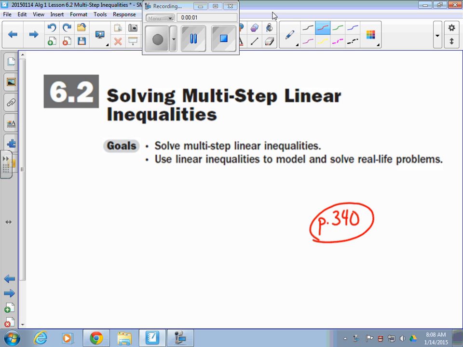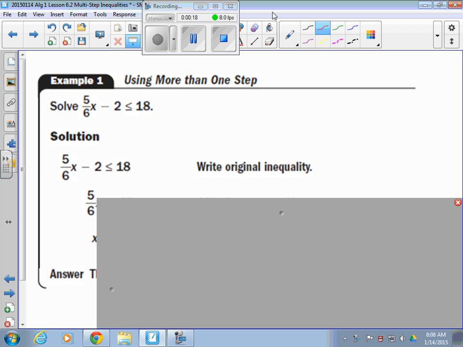This is Algebra 1, Lesson 6.2, solving multi-step linear inequalities. That's our goal. We're solving multi-step. Last couple days we've been doing one-step inequalities. Today we're beginning on page 340. Example number 1 is using more than one step. We're going to treat them just like an equation.